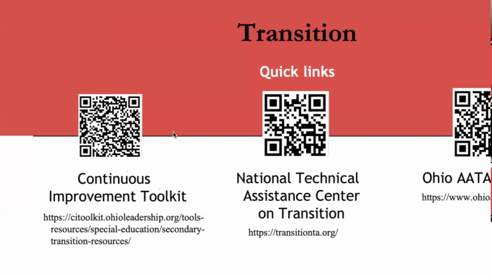The Continuous Improvement Toolkit, the link that I have on here, takes you directly to the special education links or resources. And then you can choose secondary transition resources, where there's so many different links available. There's a team of us that get together monthly that vet out and trial the different things that come to us. And if we see that it's worthwhile and we want to make sure that we share it with all of you, it will be added to that Continuous Improvement Toolkit.